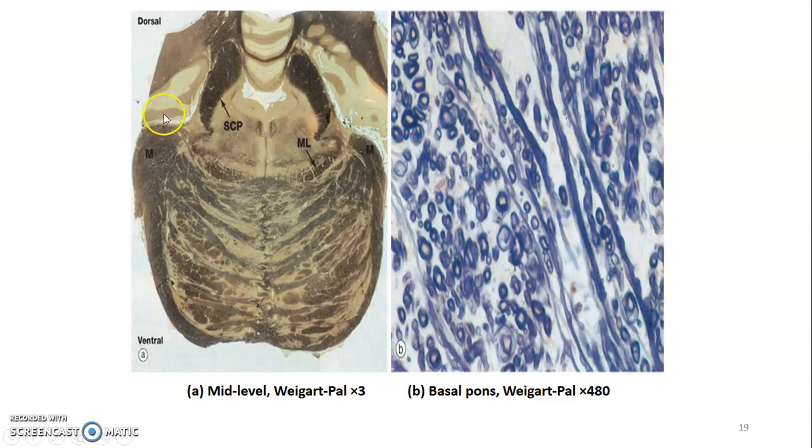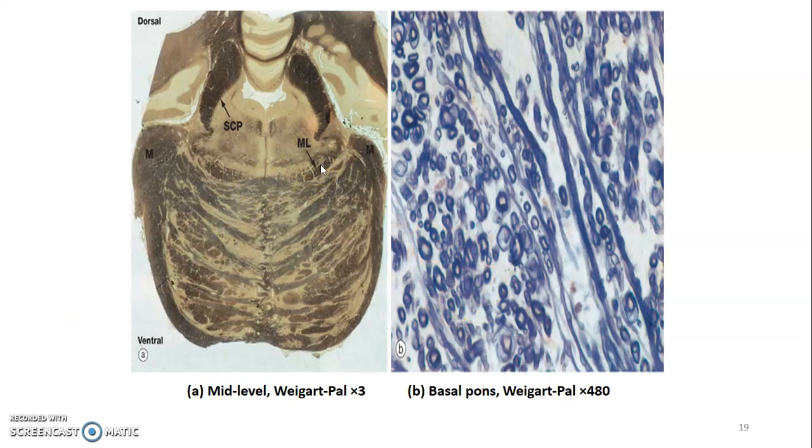So if you're to look at this histological section, this is the nucleus gracilis and nucleus cuneatus, then the decussation occurs and the lemniscus passes at this point. Okay.